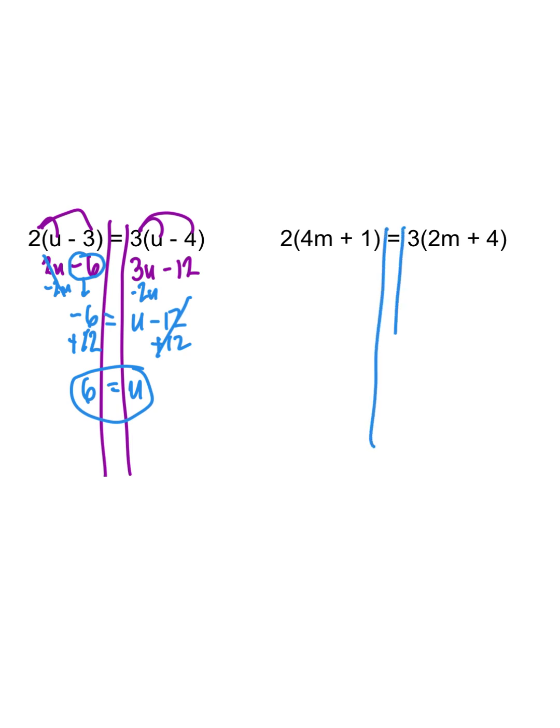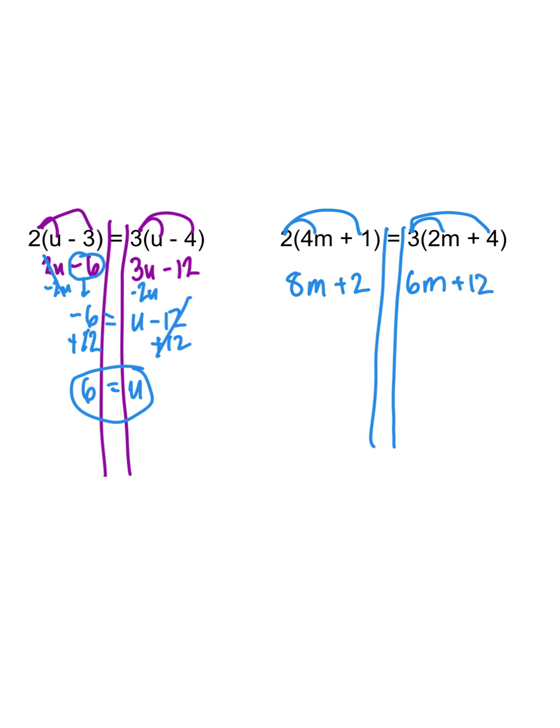All right, the last problem of this video. I'm going to multiply 2 times 4, which is 8. 2 times 4m is 8m. 2 times 1 is 2. It's positive, so I'll write plus. 3 times 2 is 6m. 3 times 4 is 12.